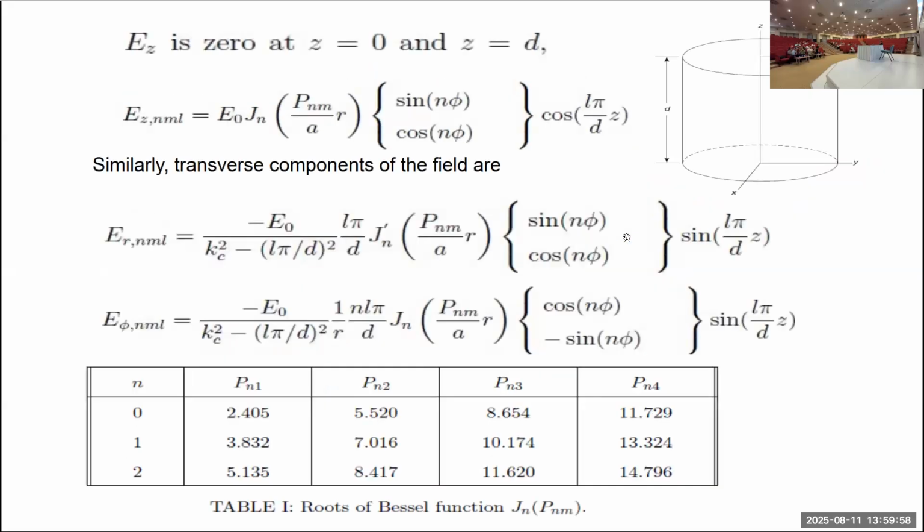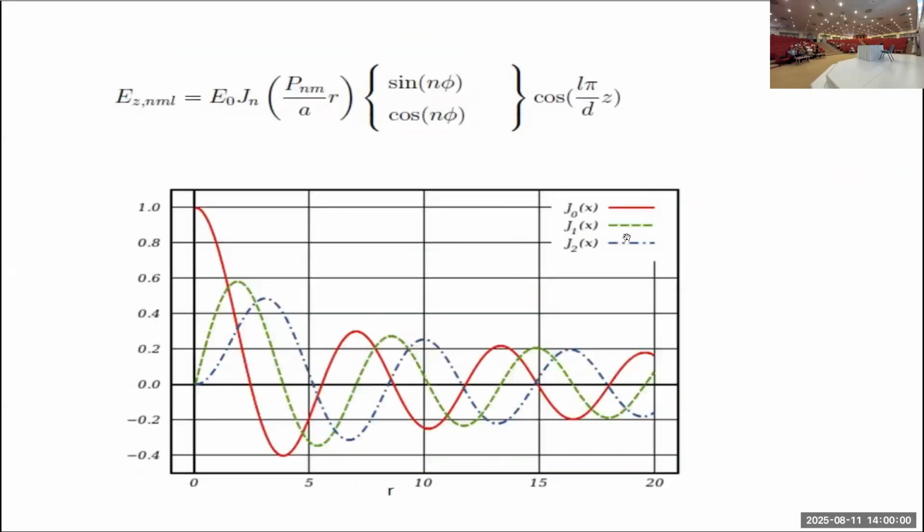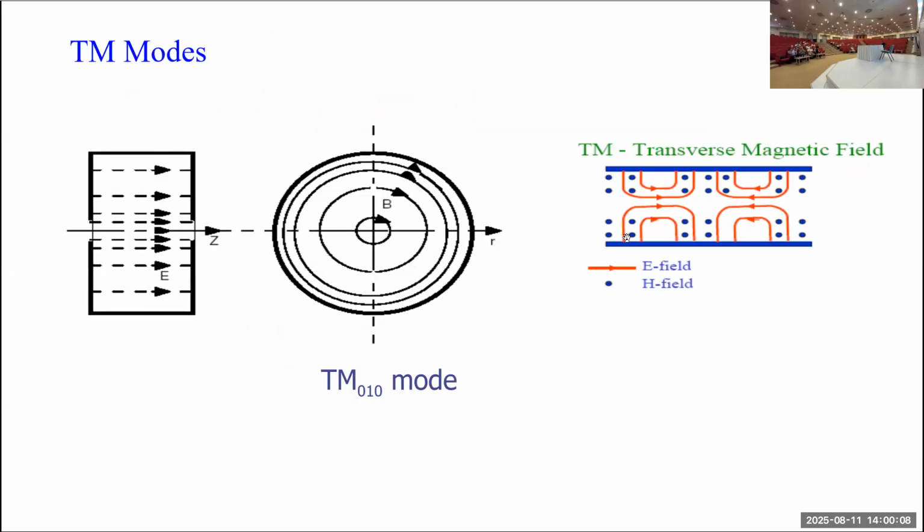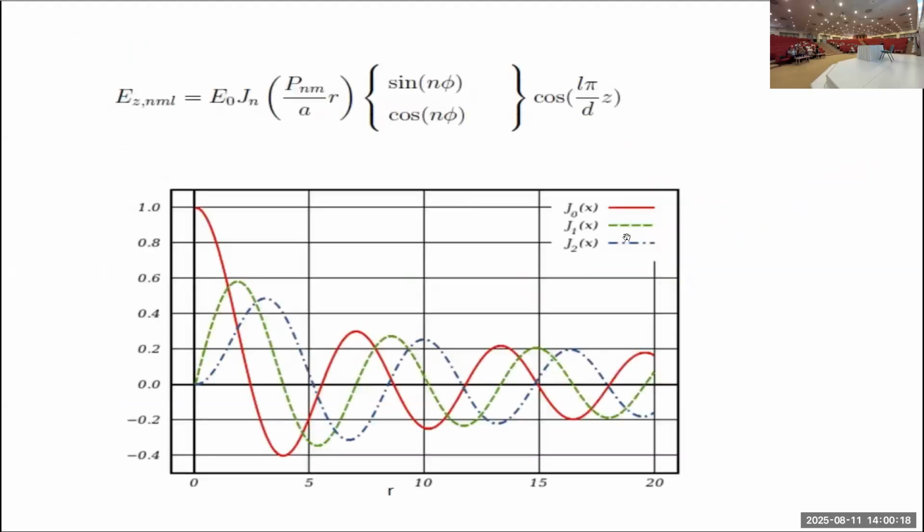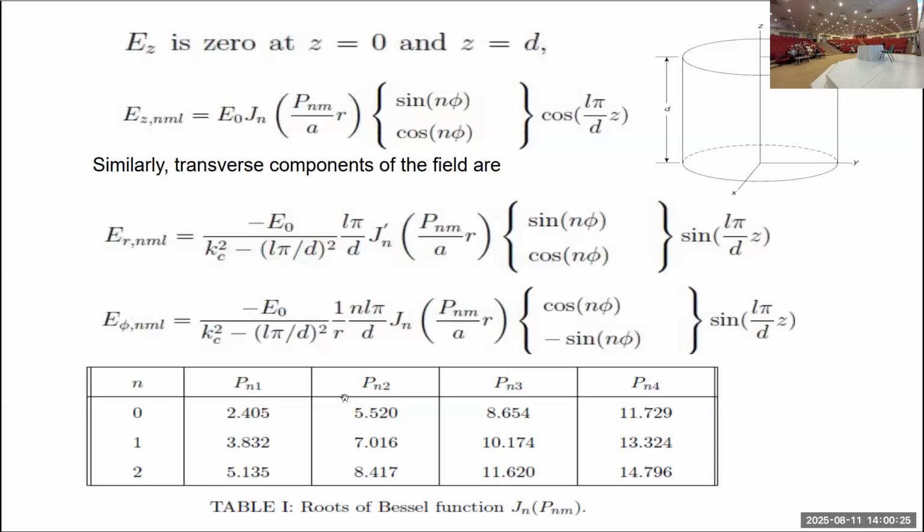Now, if you want to excite the TM020 mode, in that case, we have two electric field intensity maxima. One will be lying at the center. Now you have selected the radius in this way. This is the radius 5.52, and a is constant.